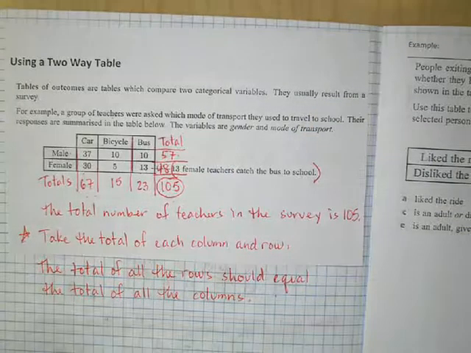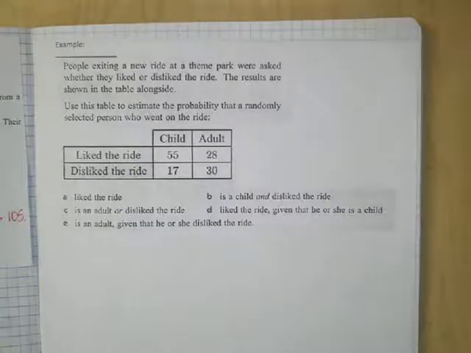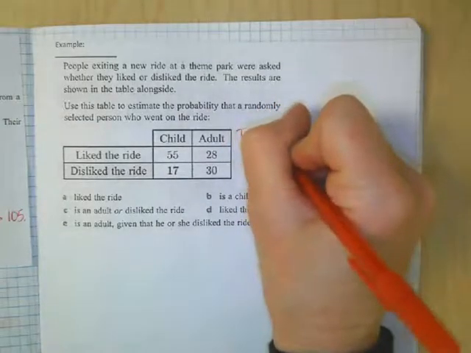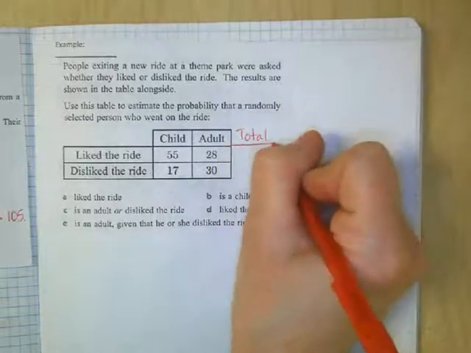All right, so let's actually put this to work. So here we have a question. People exiting a new ride at a theme park were asked whether they liked or disliked the ride, and the results are shown in the table below. So notice they also made note of whether it was a child or an adult who said whether they liked it or not. So first thing we're going to do is put on our totals. We're going to put our totals both directions.